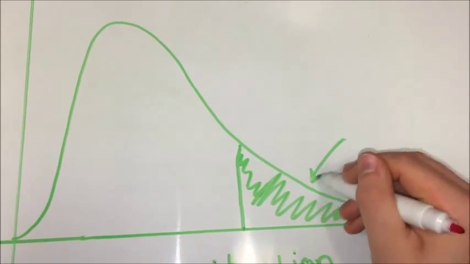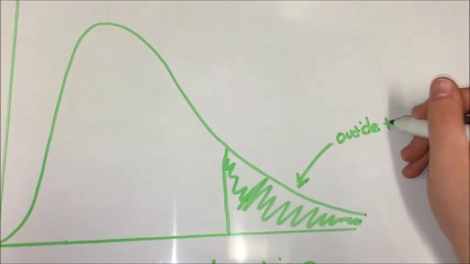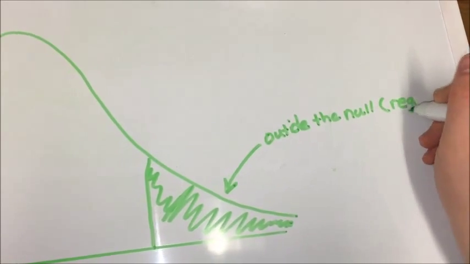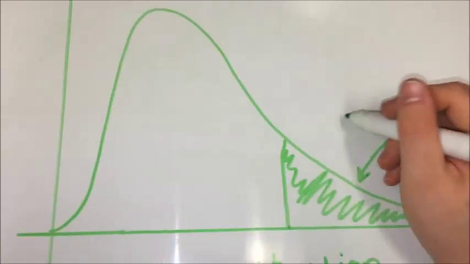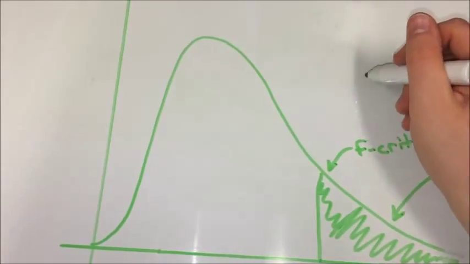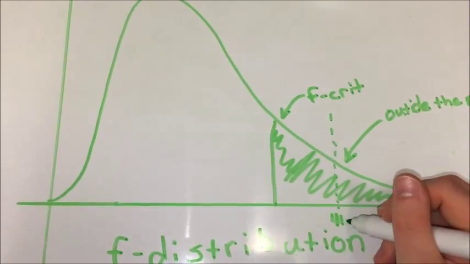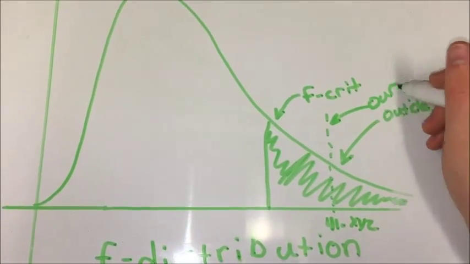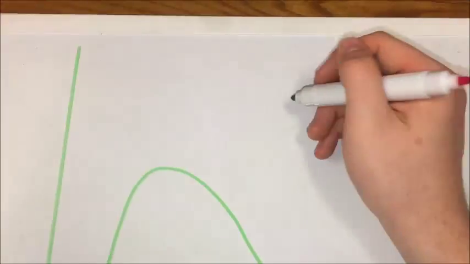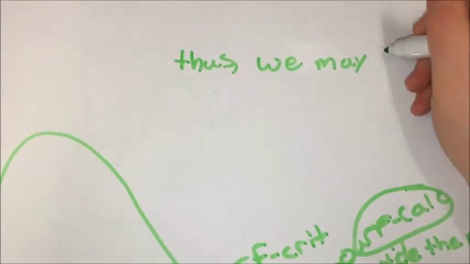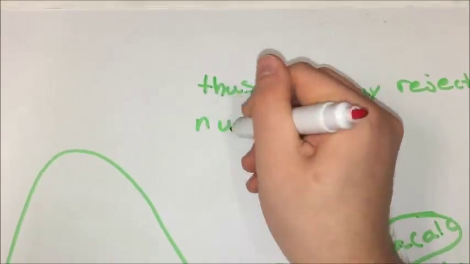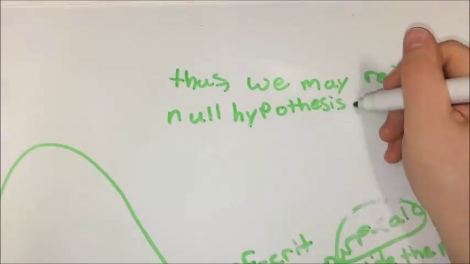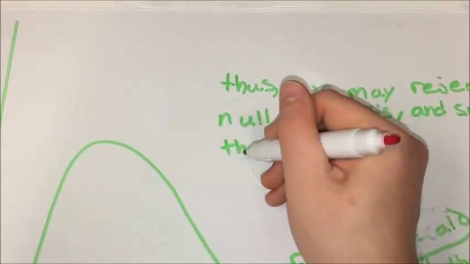Let's look again at our F distribution. As we see here in the shaded region, this is outside of the null, or the rejection zone. This line in between both regions is our F crit, and the dotted line is our F statistic. As we can see, it is clearly in the rejection zone, and so we must reject the null hypothesis. There is variation among the treatments.